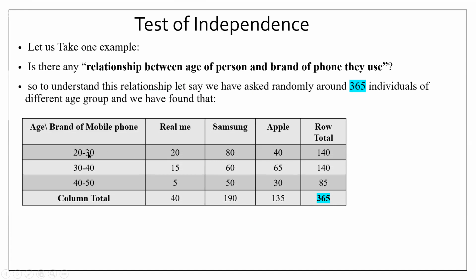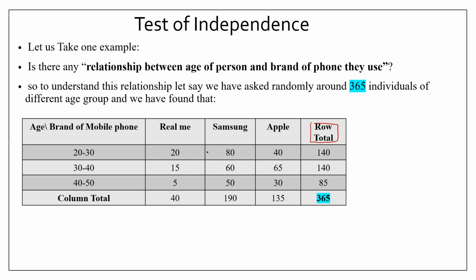We have found that in the 20 to 30 year age group, 20 people use Realme brand phone, 80 use Samsung, and 40 use Apple. Then in the 30 to 40 year age group, 15 people use Realme, 60 use Samsung, and 65 use Apple, and so on.